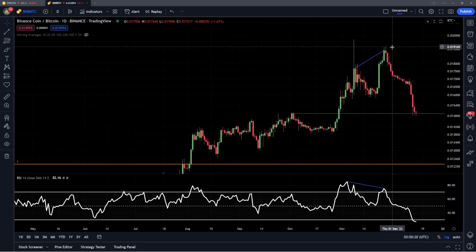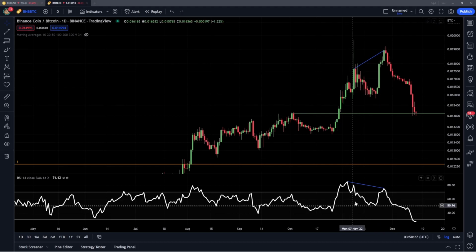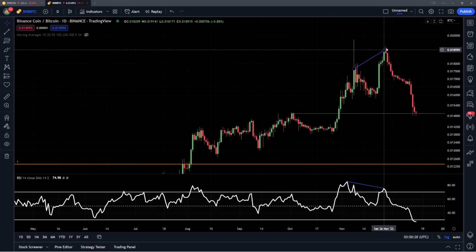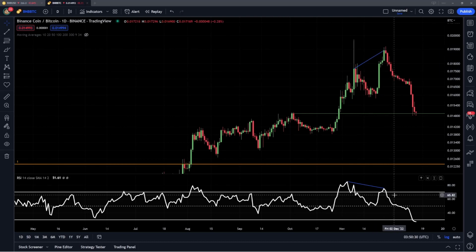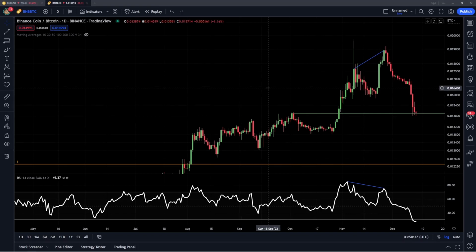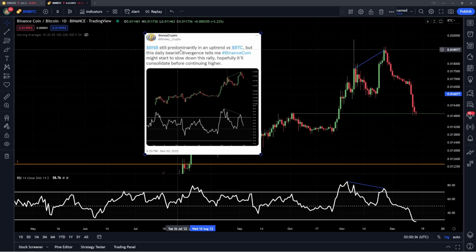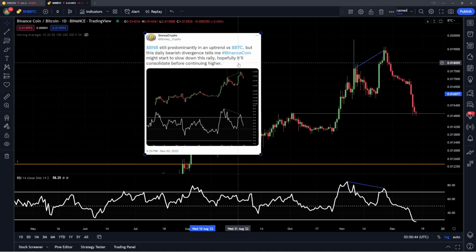And this is something called bearish divergence, where you have the indicator, the momentum oscillator, doing one thing different than the price action, which is the closing price that was increasing while the RSI was decreasing. And this is actually something that we talked about on the Twitter page, where I basically just said that Binance Coin was still in this longer term uptrend against Bitcoin, but the bearish divergence on the daily chart says we might have a slowdown of this rally and hopefully we would consolidate.